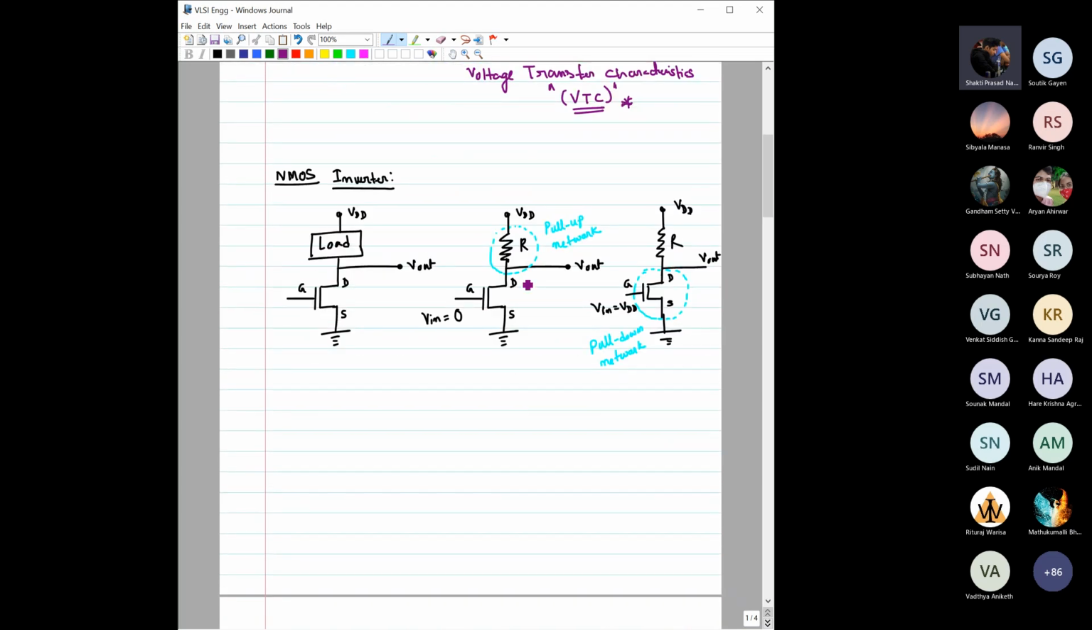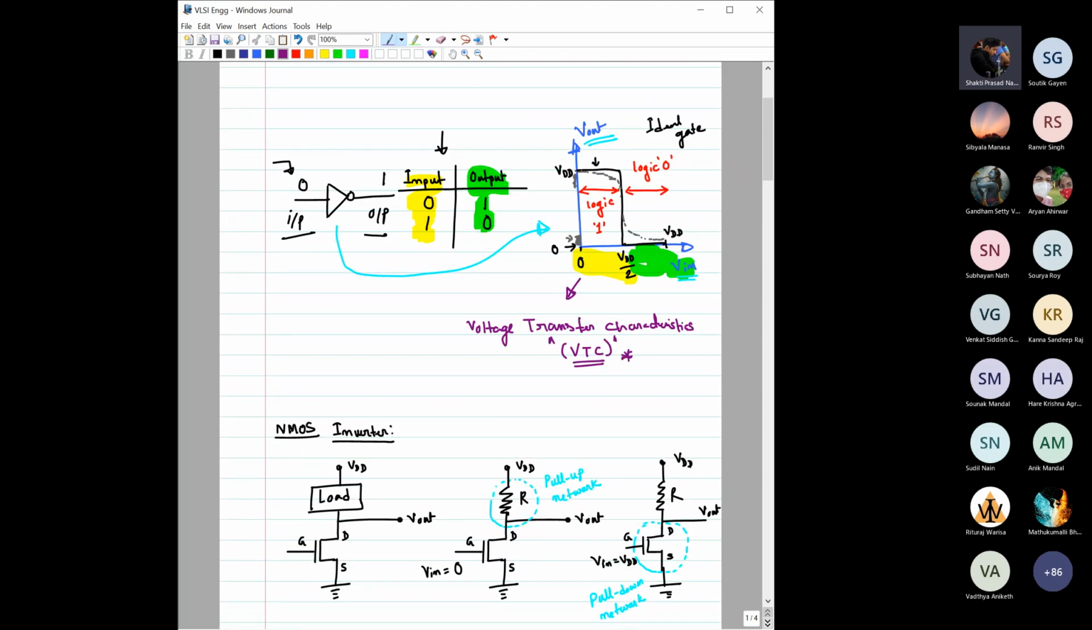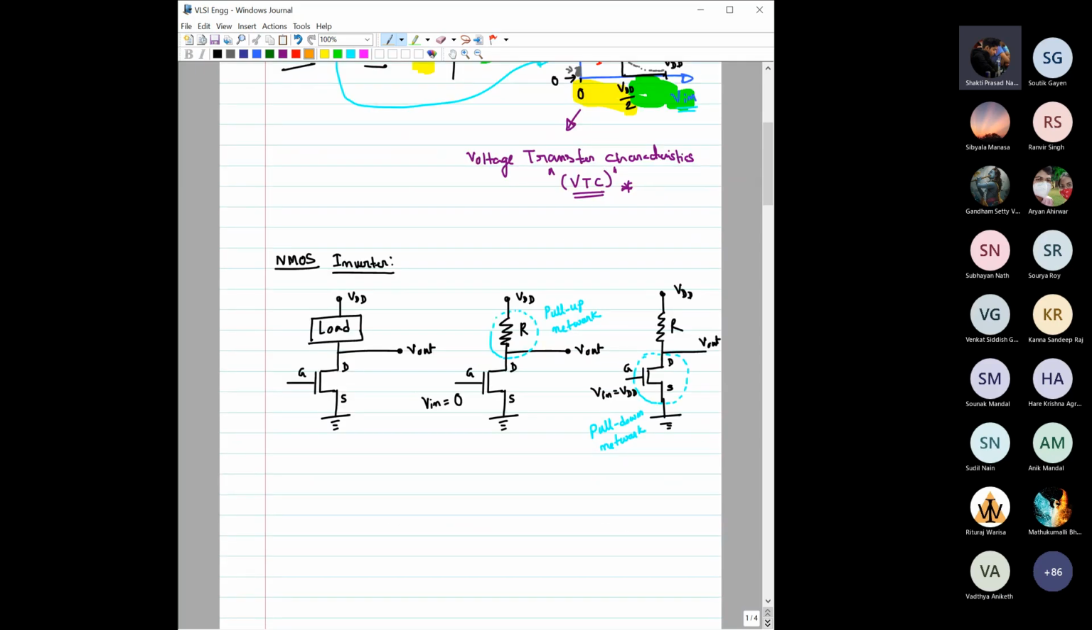Now, when talking about this MOS inverter, how do you make an inverter? Suppose you have to make one inverter like this. The basic construction, if you want to implement it using NMOS, is to take one NMOS, connect a load, and then apply this VDD. This is the input side, and from the drain side, you will take the output, right?